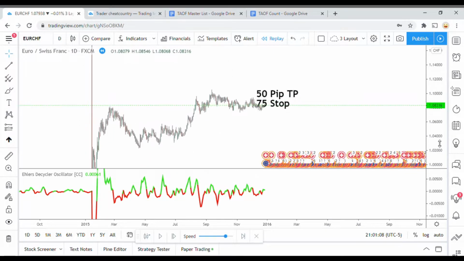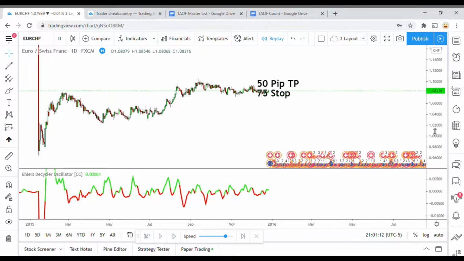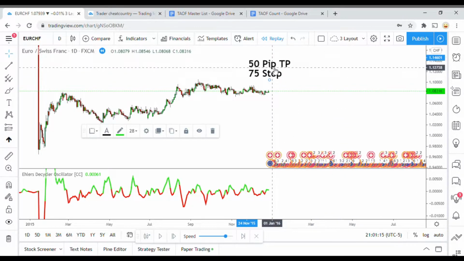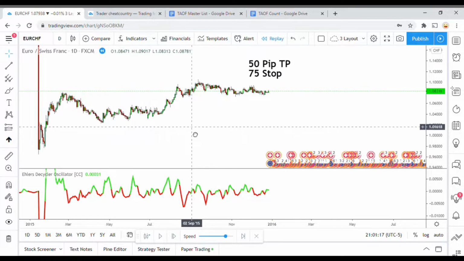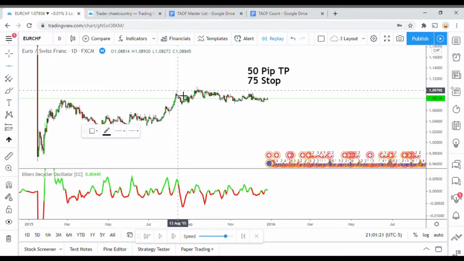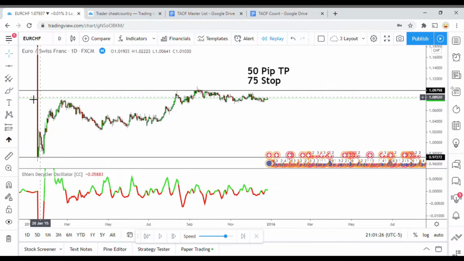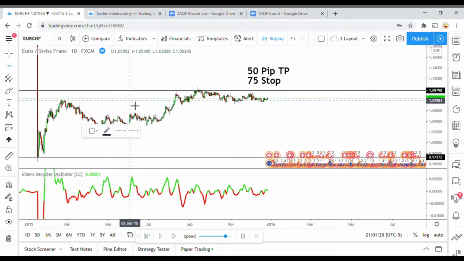Now, I am going to go ahead and mark off some price action areas just so that way we have some of those areas marked off just to keep an eye out.